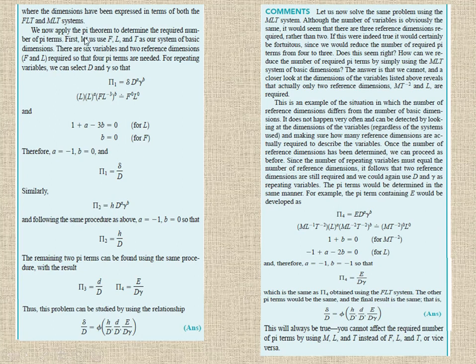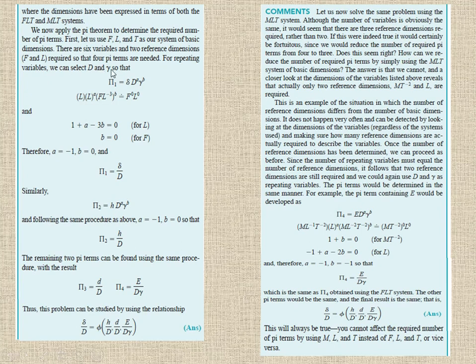We now apply the pi theorem to determine the required number of pi terms. First, let us use the FLT system as our system of basic dimensions. There are 6 variables and 2 reference dimensions, F and L. So 4 pi terms are needed for repeating variables.